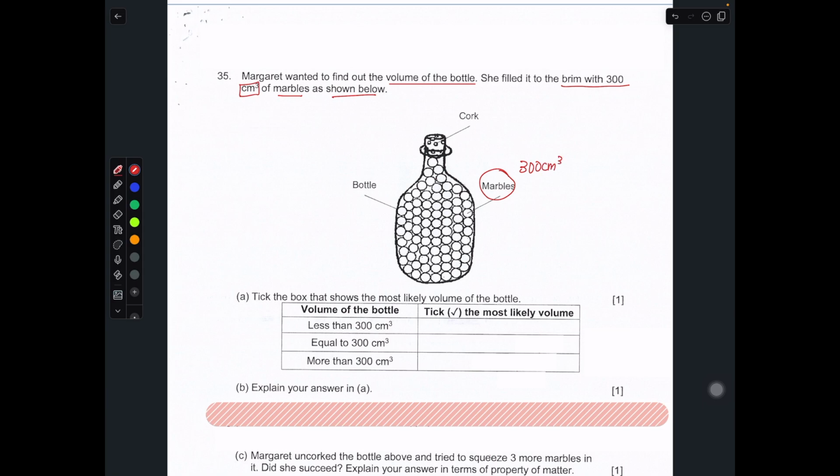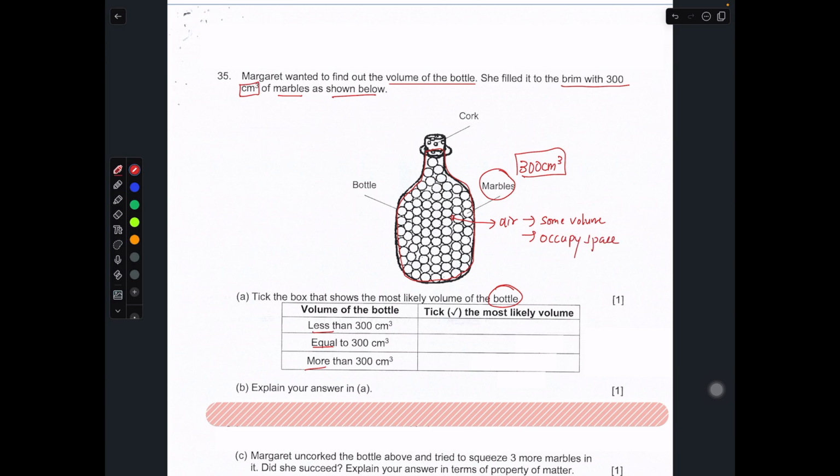Okay, tick the box to show the volume of the bottle. So the bottle, right, is this whole thing. The marble is only 300. They ask you, would it be less, equal or more? It will definitely be more, because over here is 300. There will still be air. This air also has some volume, because the air also occupies space.